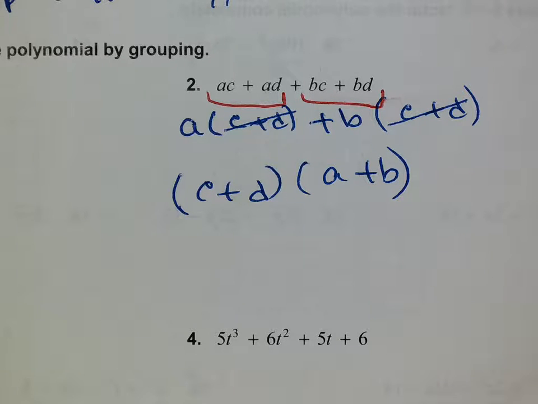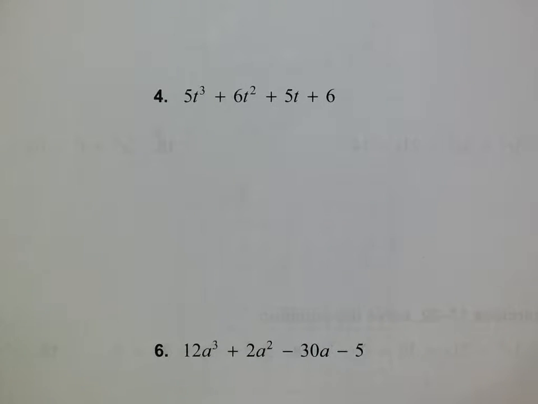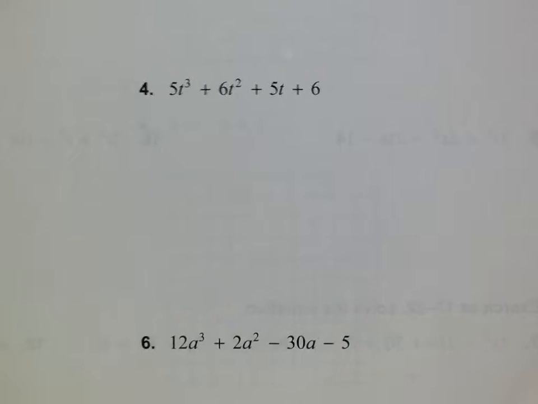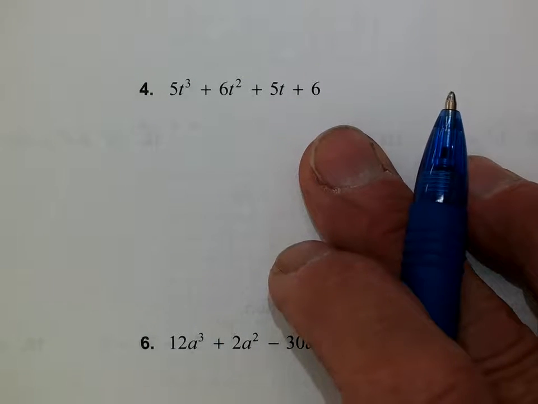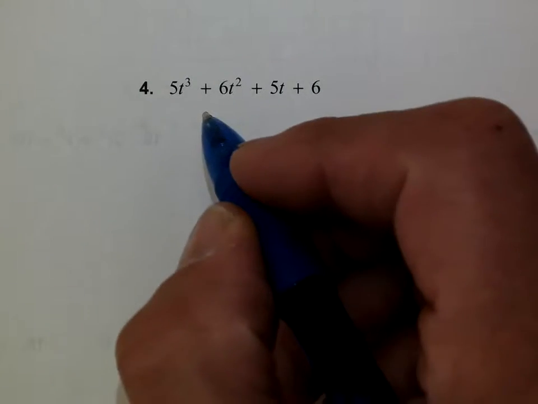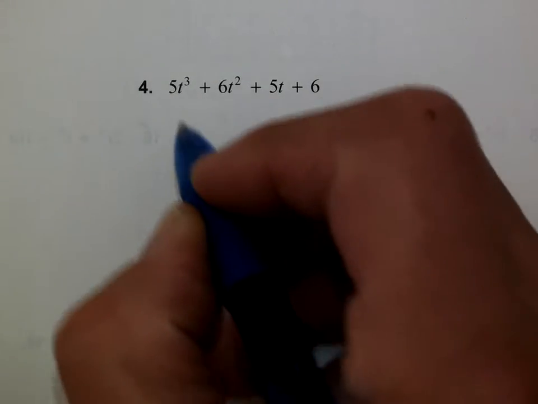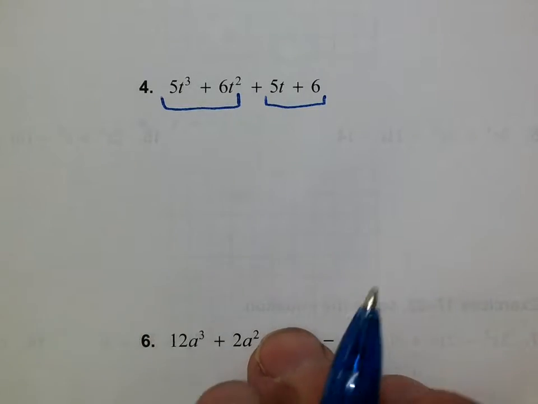Let's try a few more of these, okay? So let's go to 4. First question. Pair them up. 4 terms, right? 4 terms. Pair them up. These 2 together and these 2 together, okay?